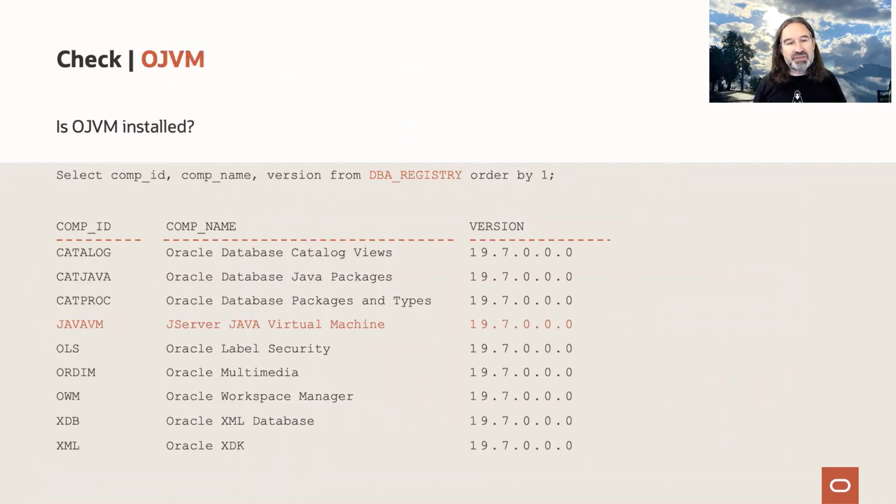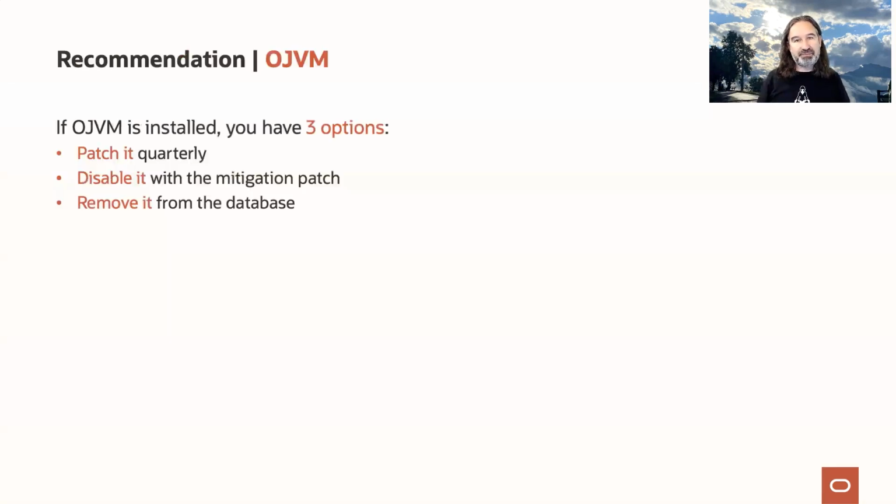Then the check for you is: is OJVM installed in your database? So you query DBA_REGISTRY. And here you see Java VM, Java server, JServer, Java virtual machine. That means OJVM is present in your database. And when you know that, then you have to decide, does somebody use OJVM? If yes, patch it quarterly. If not, you can disable it with the mitigation patch, or you can rip it out of the database. Sounds mean, but it's a good solution.